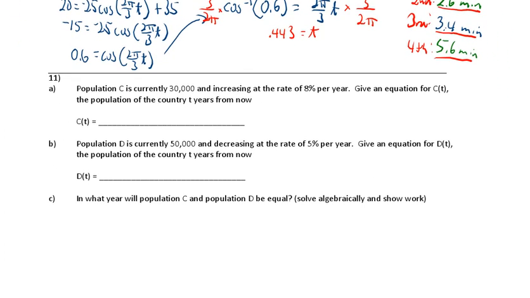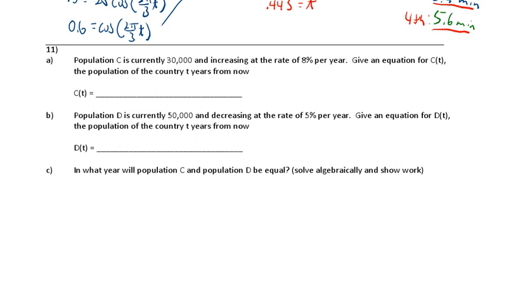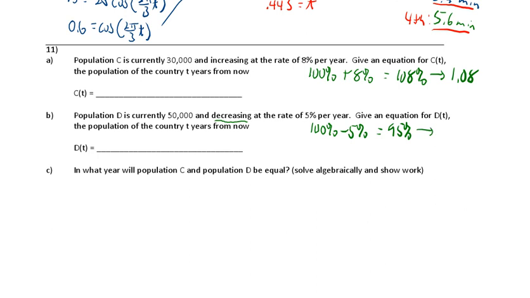All right, this one here, two populations, and if we're increasing by a percentage rate, we know that's an exponential function. The way I like to think of these is we're always starting with 100%, and if I grow by 8%, I'm going to have 108% of what I started off with, and that translates into 1.08 as a decimal. And this one's decreasing, so if I had 100% and I lost 5%, each year I'm going to have 95% of what I started off with the year before, and that translates into 0.95.